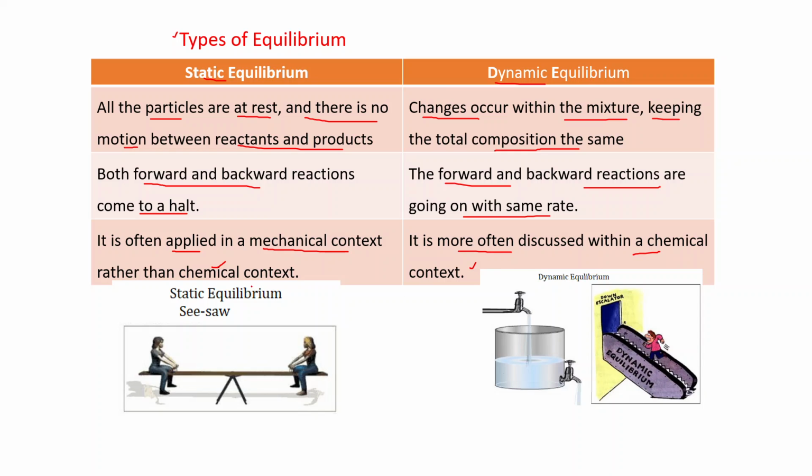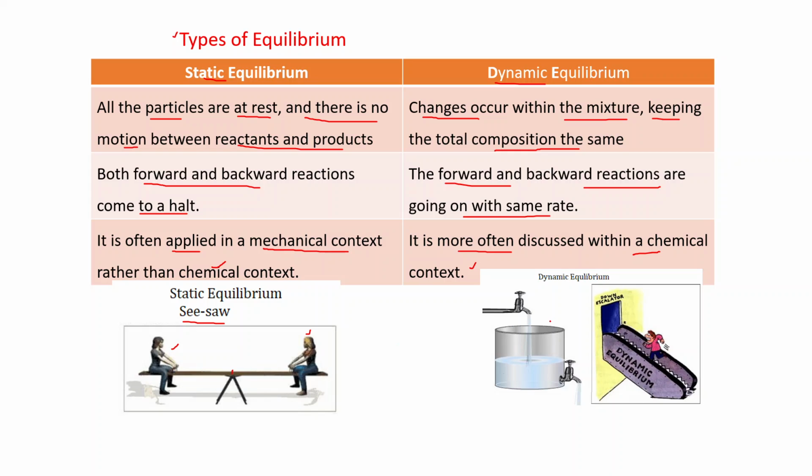Okay? These diagrams represent static equilibrium. This is a seesaw. You are familiar? If equal weights are on both sides, then there is no change in its position. This is static equilibrium.